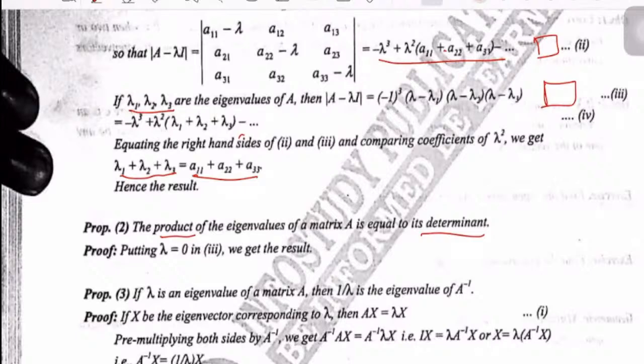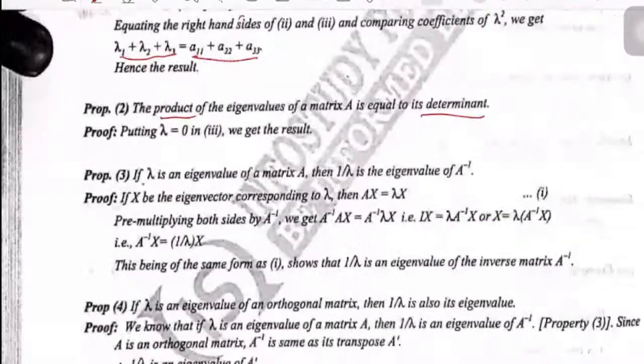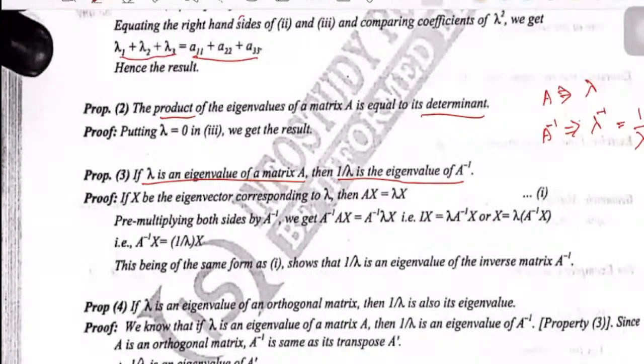If lambda is an eigenvalue of a matrix A, then 1 by lambda is the eigenvalue of A inverse. If A has an eigenvalue lambda, then A inverse will have lambda inverse as its eigenvalue. Lambda inverse is nothing but 1 by lambda, as lambda is a scalar.